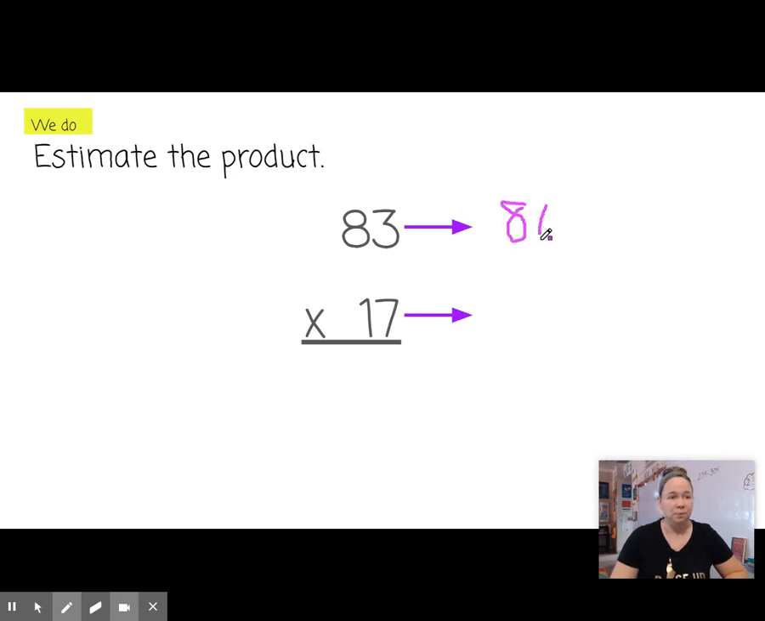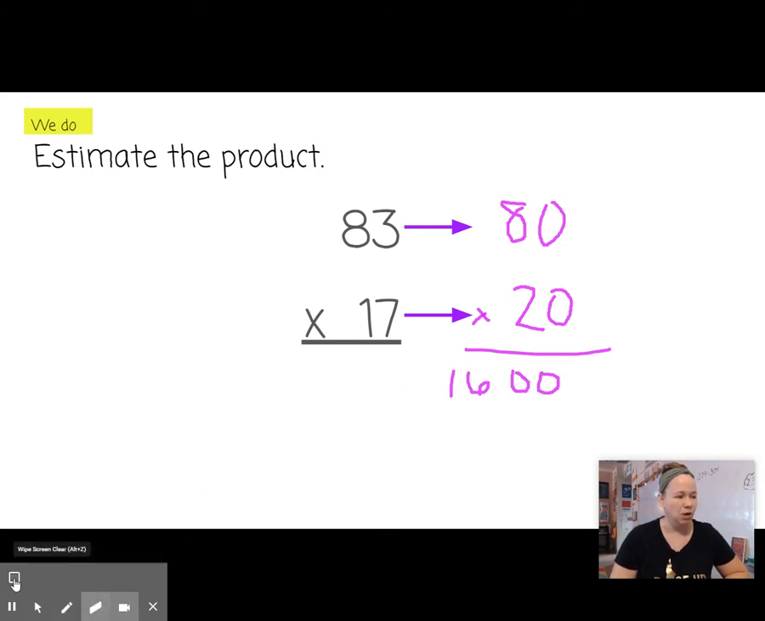Good job. All right, and 17, is that going to go up to 20 or is it going to go all the way down to 10? Yeah, it's closer to 20, so we're going to round it to 20. Well done. We're going to multiply. 8 times 2 is 16. 1, 2 zeros, so 2 placeholder zeros. My answer is 1,600. Nice. Good work, my friends.